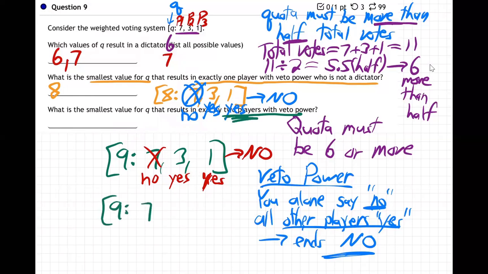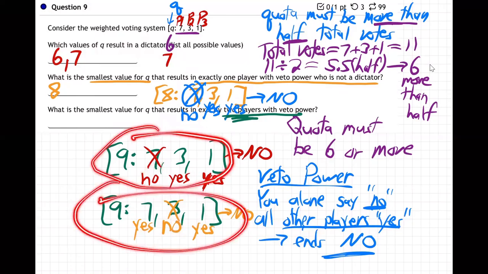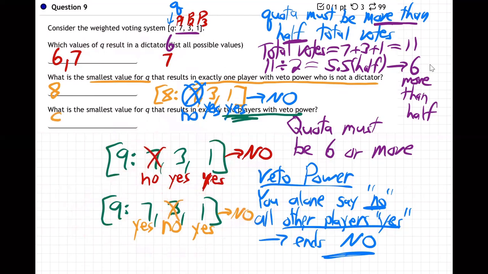So let's go back. Still working on the same situation. This time we want to see if the second player says no and the other 2 say yes, if there's veto power here. And the result is no. So yes, player 2 has veto power. Do you see that? If player 2 says no, but everybody else says yes, they only have 8 votes. They don't have 9, so the decision is a no. So player 2 was able to block it all by himself. Both player 1 and player 2 have veto power in this 9, 7, 3, 1 scenario where the quota is 9. If the quota is 9, they both have veto power.